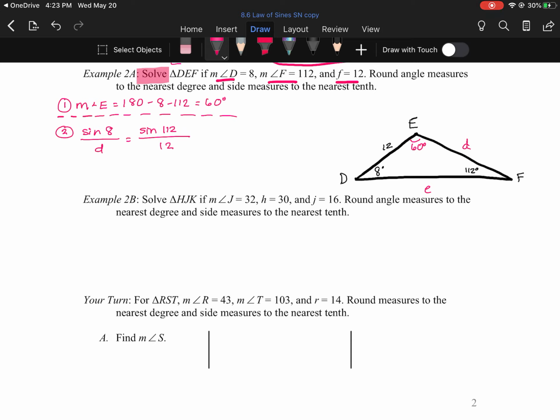So cross multiply here. I'm going to get D times the sine of 112 equals 12 times the sine of 8. I'm going to divide both sides by the sine of 112. I'm just running out of room here, so let me see if I can write it here. There we go, I fit it in. Once we divide those, we get that D is approximately 1.8.